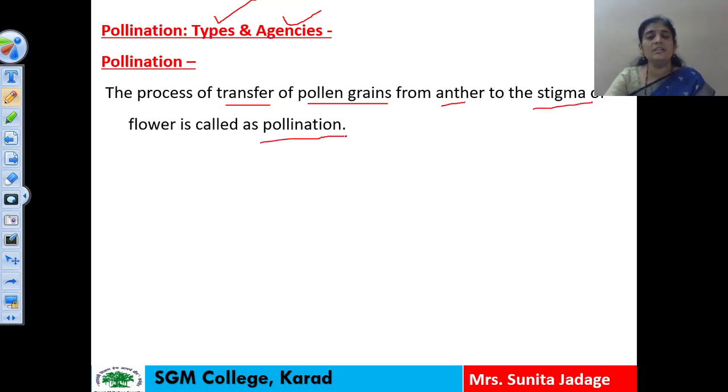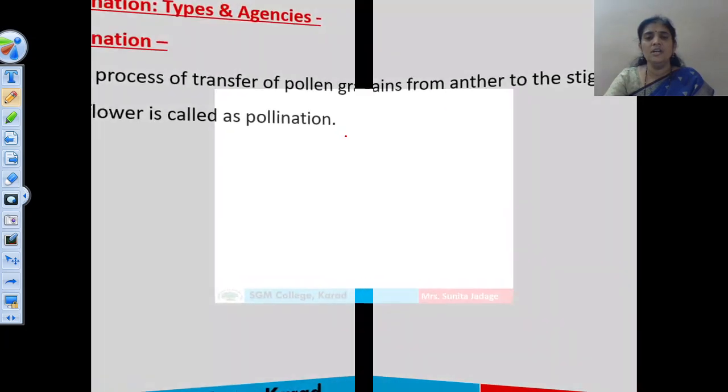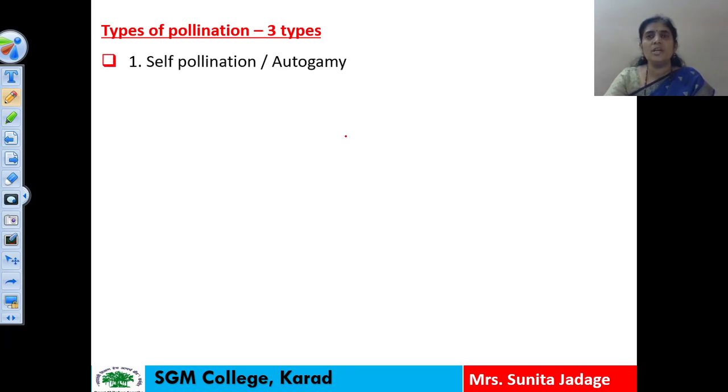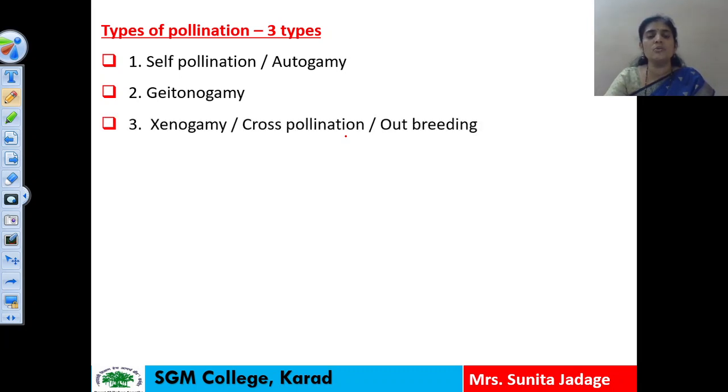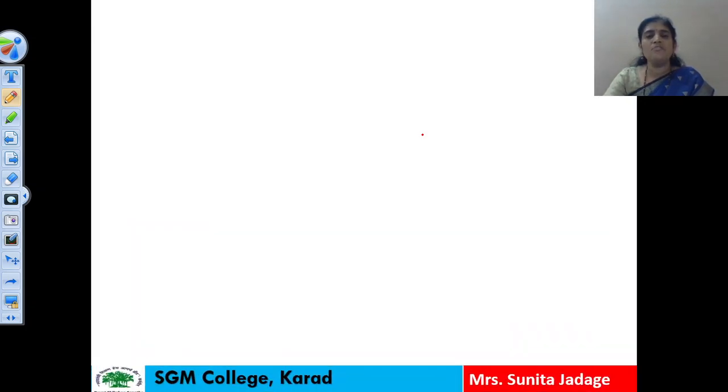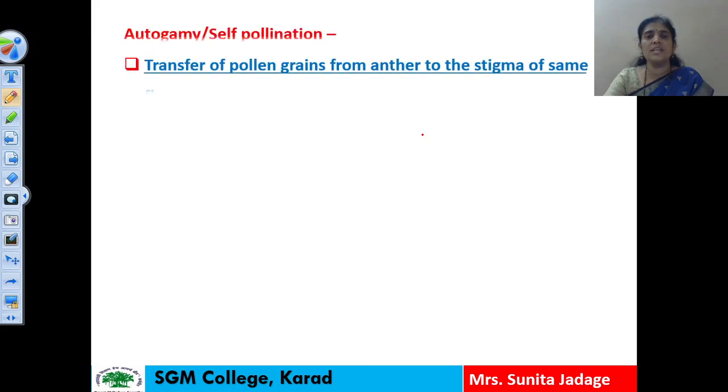And basically there are three types of pollination that we have to see here. The first type of pollination is known as self-pollination, or it is also known as autogamy. The second type is known as geitonogamy, and the third type is known as xenogamy, or it is also called cross-pollination, or outbreeding. One by one we have to see these types. So the first type here is self-pollination, or autogamy.